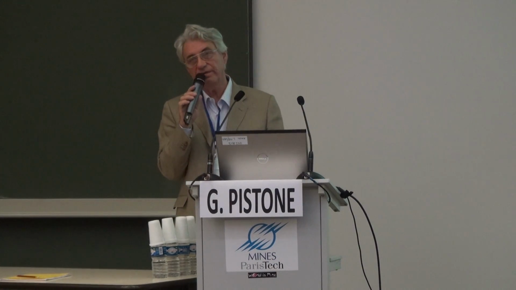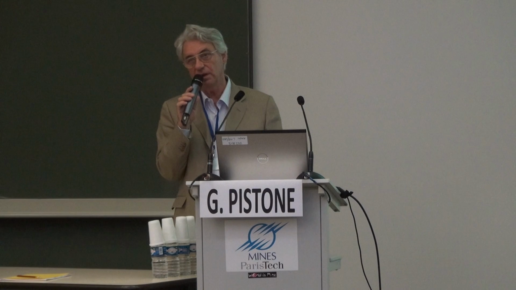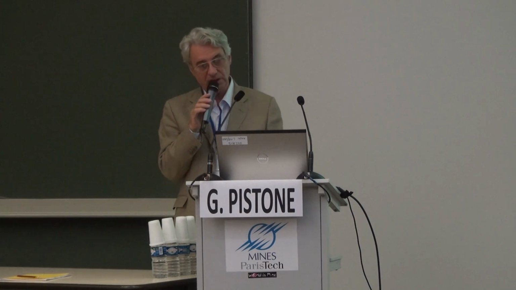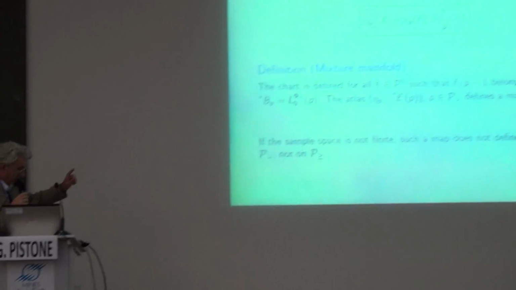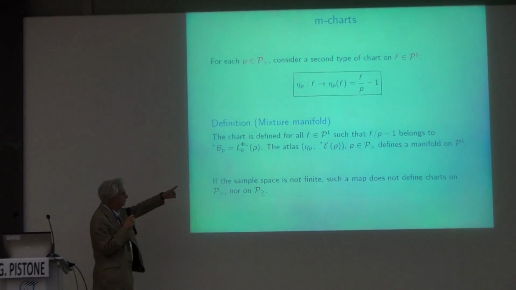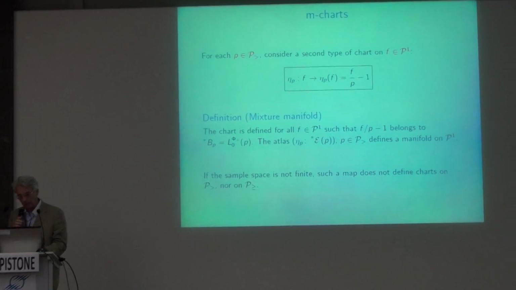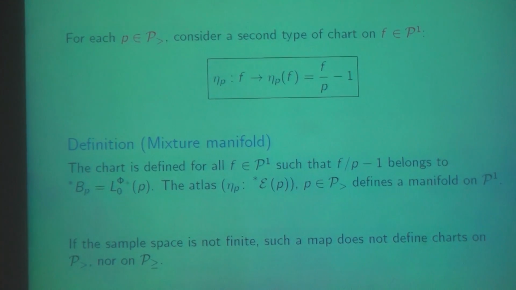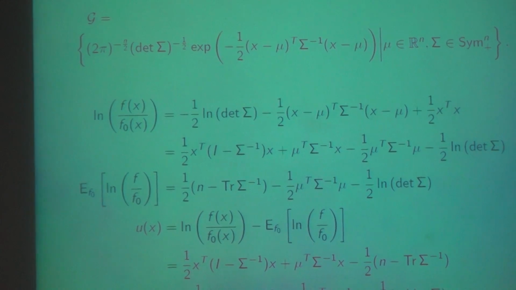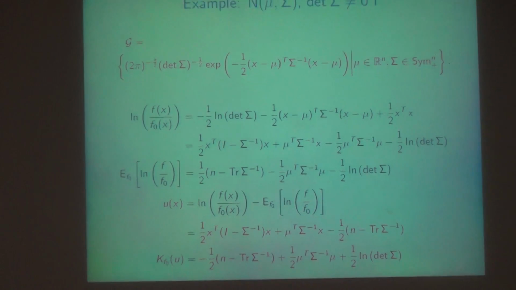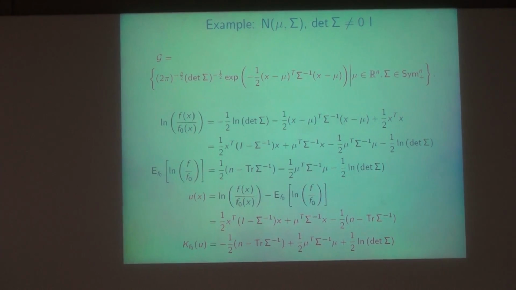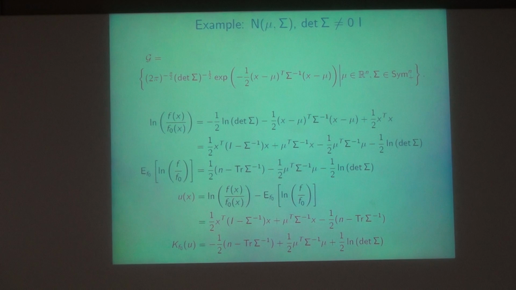Actually, it is possible to define a manifold on the dual system using simply as charts the likelihood minus 1. And this gives another manifold on P1 that is in some sense in duality with the original one. So I skip this.